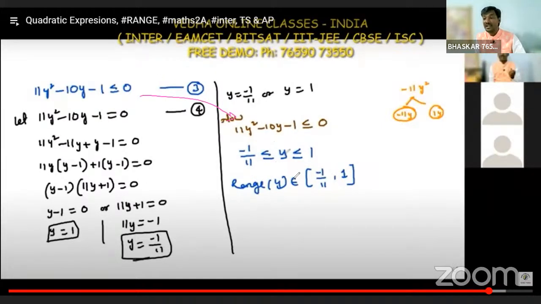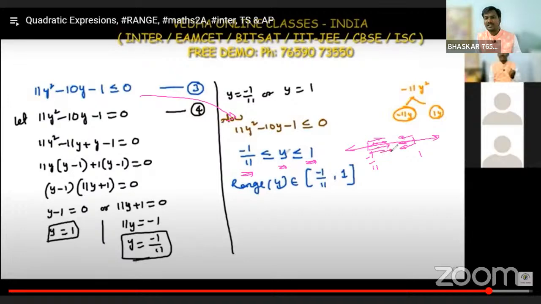Whenever we have the less than or equal to symbol, always remember to write the smaller value first, then less than or equal to, then y, then less than or equal to, then write the bigger value. It lies between. If you take the number line, here we have minus 1 by 11 and here it is 1. It lies between, including these two values. Including these two values, we have to take all the values.